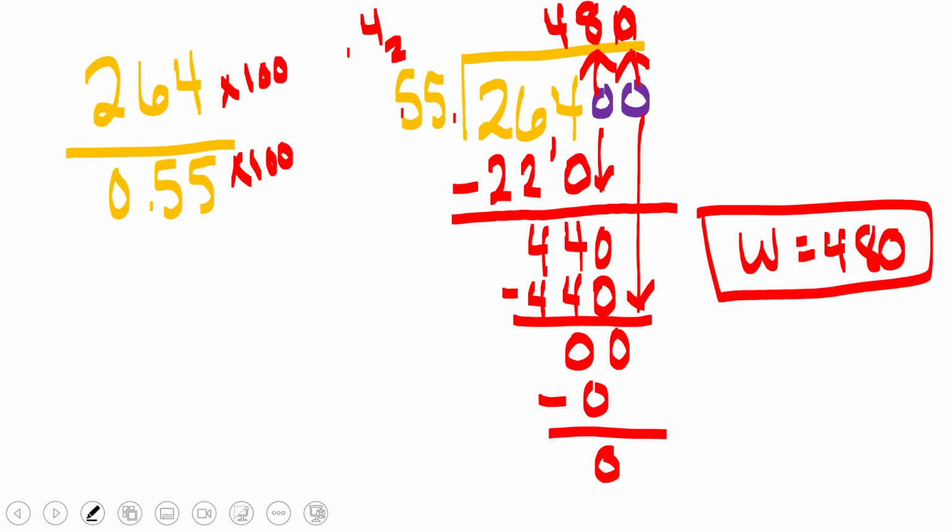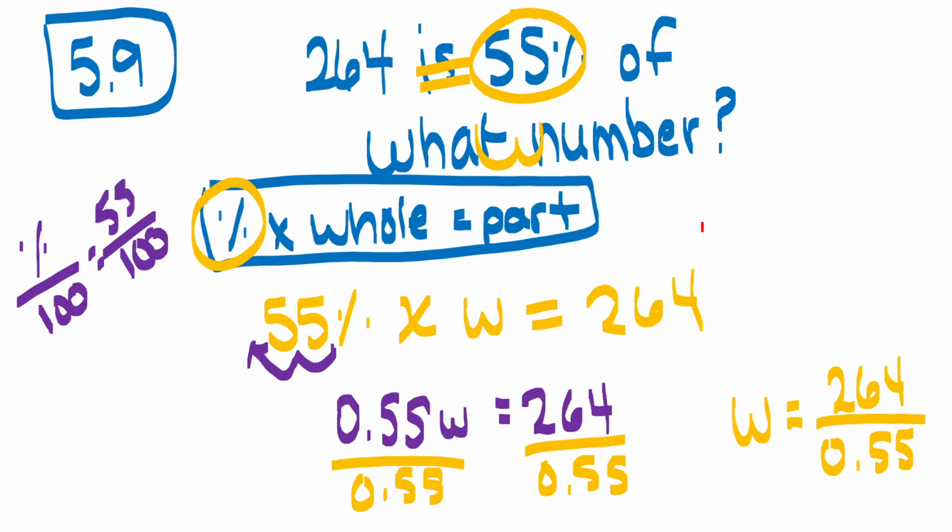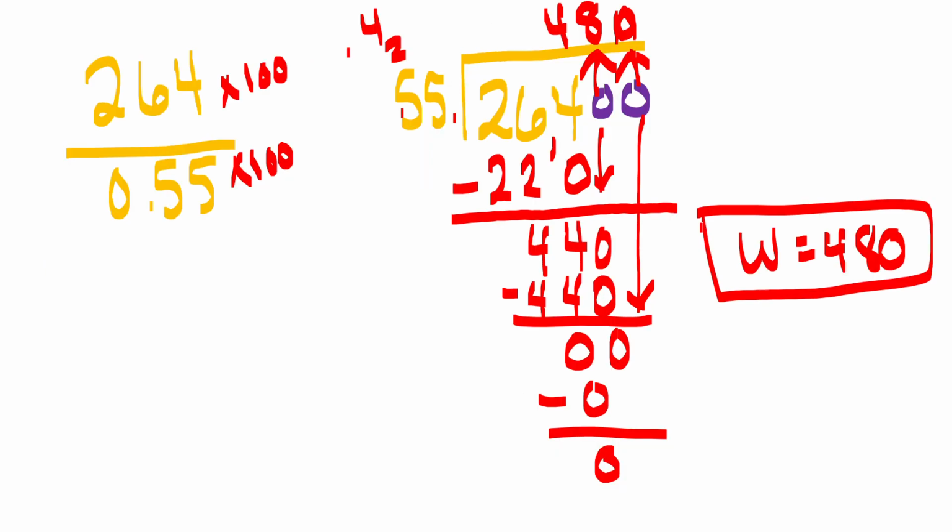We think logic and sensibility. And if we go back, 264 is sitting at 55% of what number? Well, 264 is about half of the number then, with a little more, 5 more percent. So we're looking at 480. If you cut that in half plus a little more, that's a logical answer.